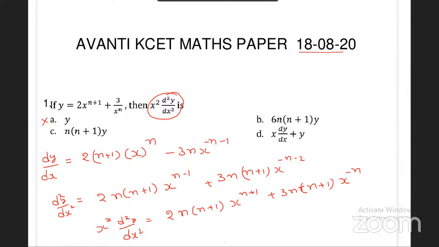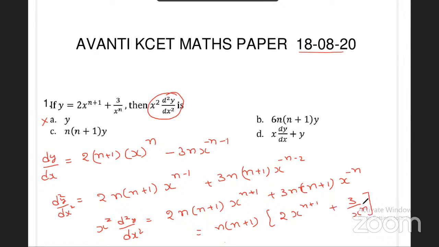C. Okay, I can see Suchindra is commenting C. Okay, C is matched. It says n into n plus 1 times something. If I take n into n plus 1 as a common factor, and the remaining term, we'll get 2 times x to the power n plus 1 as it is, correct, and we'll get 3 divided by x to the power.